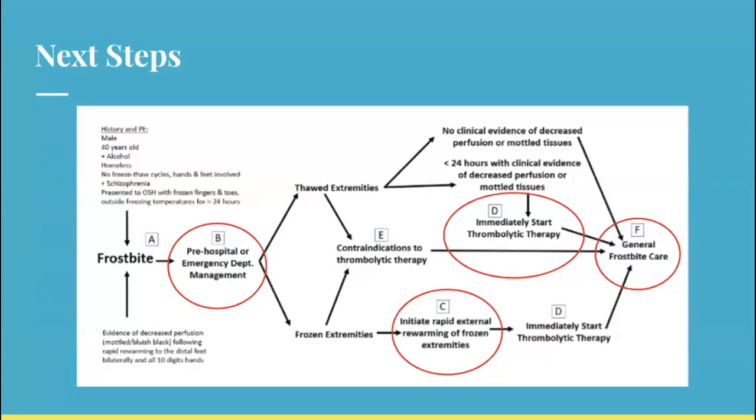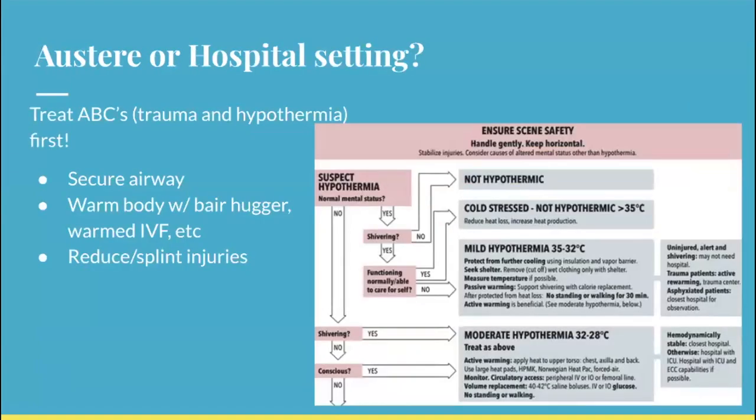So next, we have our patient with our frozen distal extremities. It's winter. We're pretty concerned that this is frostbite. I'm just going to go through the steps for both pre-hospital and ER management. But the gist is you want to rewarm, give pain medicine, thrombolytics if necessary or if indicated, and then general wound care. So first things first, ABCs. So you want to assess for trauma, treat, secure an airway, and then treat hypothermia, reduce or splint any injuries.